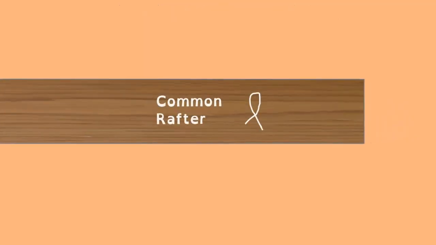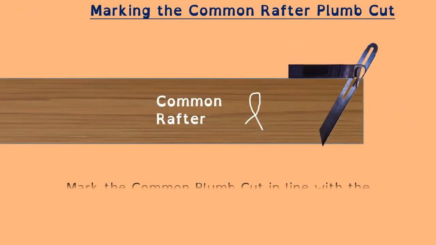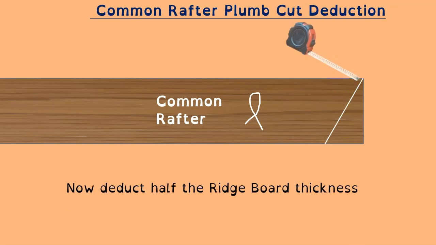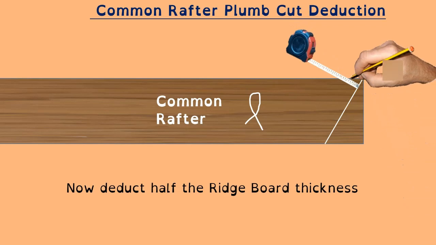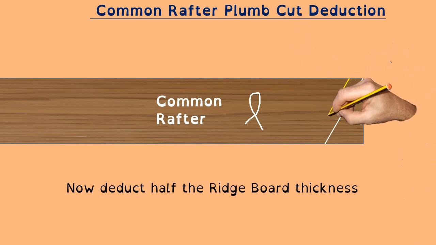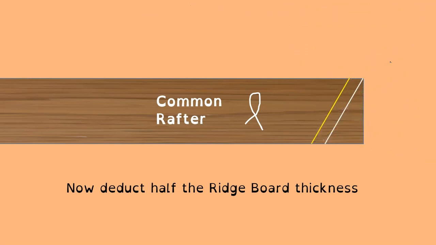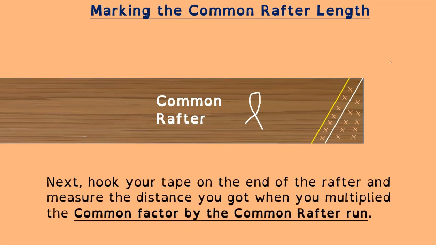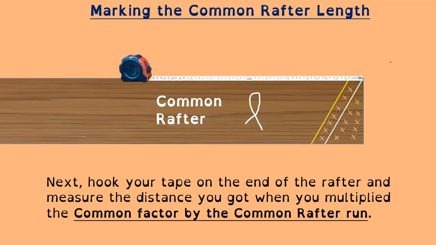And we will be hooking our tape after we draw the plumb cut. And that's the common rafter plumb cut now off our setting out board. After the necessary deductions, we'll first of all draw the first deduction, which is half the ridge board. Okay. So now we shall hook our tape and measure down the length of the rafter down to the heel line, which is at the back of the wall plate or back of the bird's mouth in line vertically.